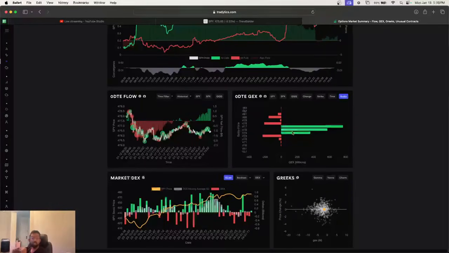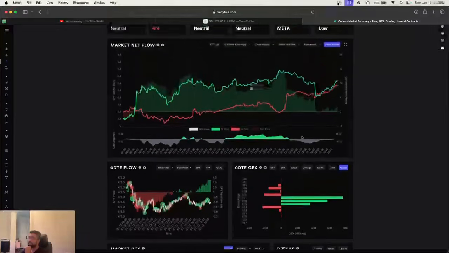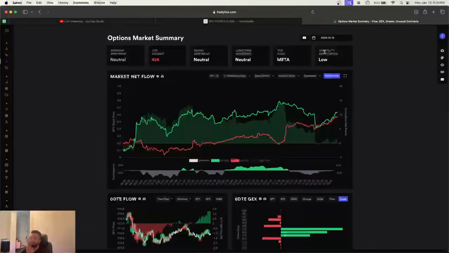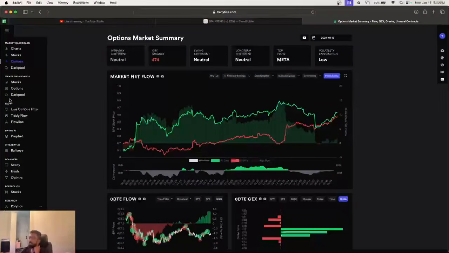This is again 0 DTE GEX, right? It's not like you are trying to figure out what is happening the next day, or the week after, or 10 days from now. So keep an eye out for that. This is another amazing tool that I use. These are the only two blocks that I use here. Obviously, I also keep an eye out for the market summary as well. So that's one tool that I absolutely love on Tradelytics.